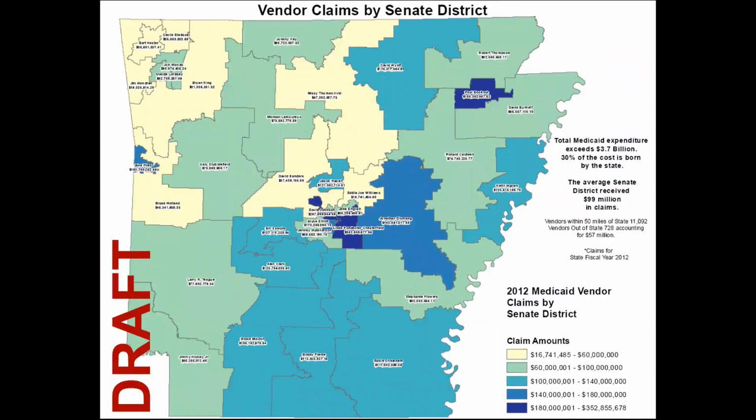And just a third example, this kind of flips the table, and these were claims by the actual providers. Again, you can see the highest concentrations by the darker colors. So again, this was something extremely important to our governor at the time and our legislature at the time.